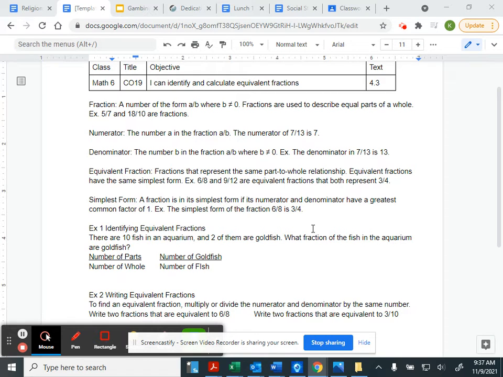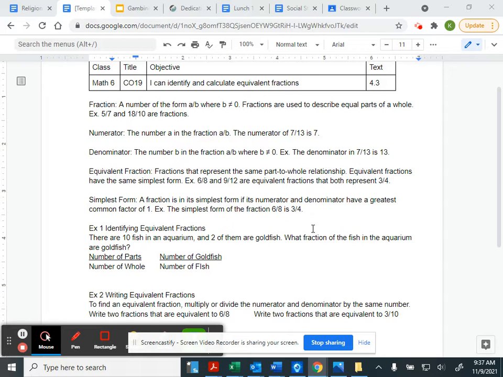Good morning. Today we are continuing with our factors, our fractions, and our denominators, common denominators, multiples, least common multiples, all of this fun stuff. So today our CO is CO19. I can identify and calculate equivalent fractions. So equivalent fractions are those fractions that are the same value, just different numbers.